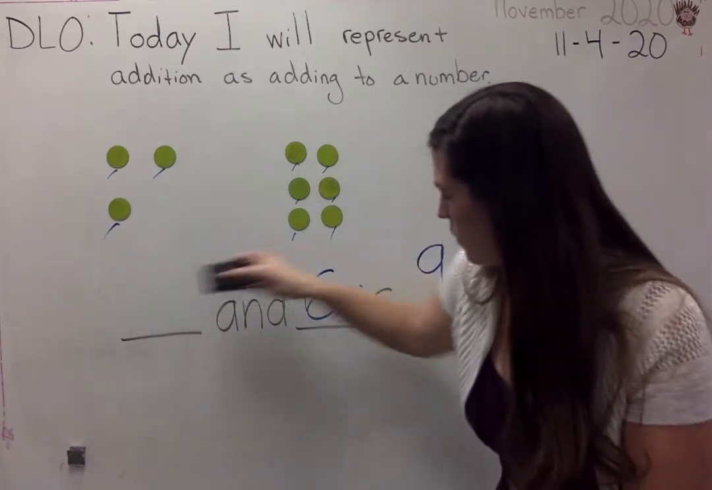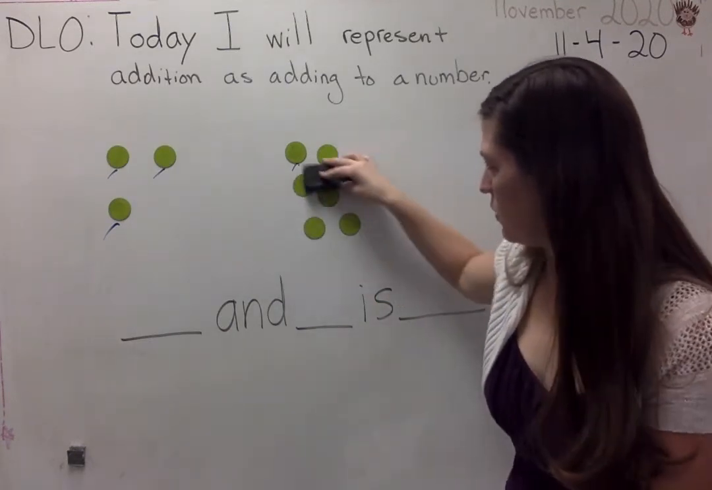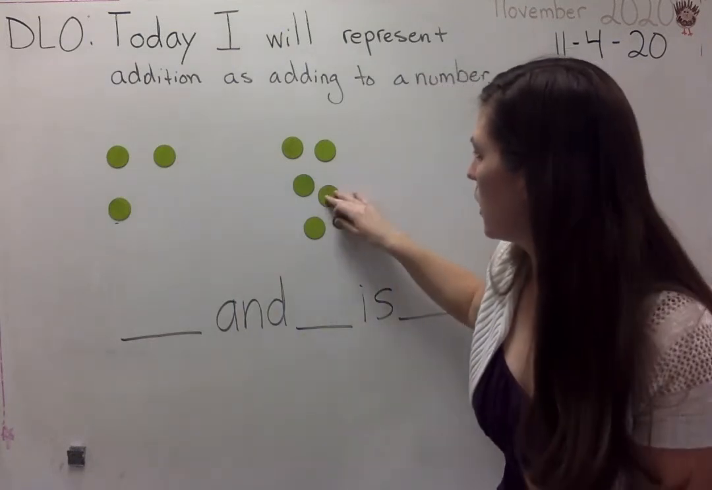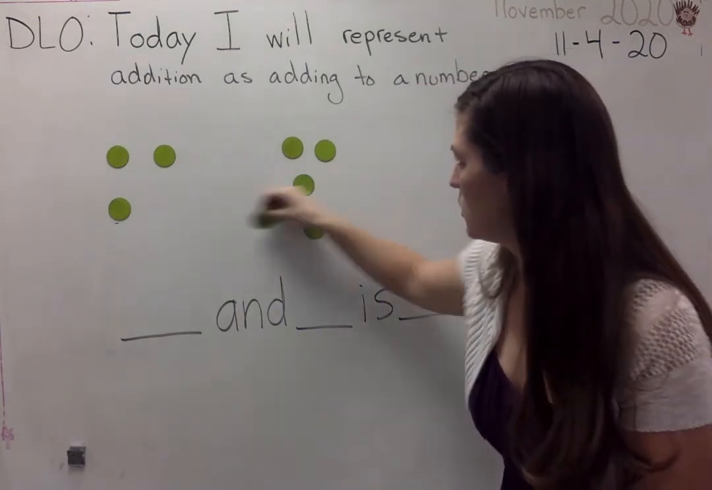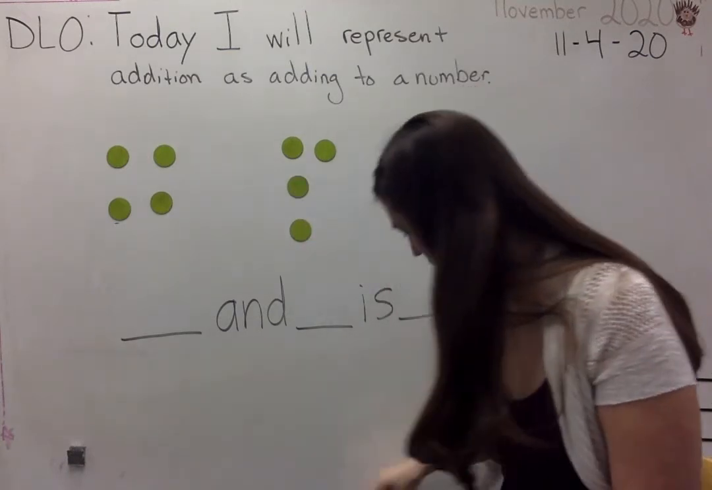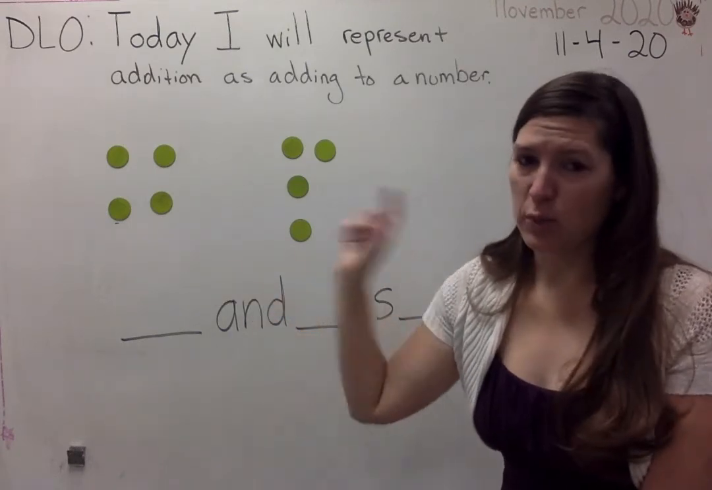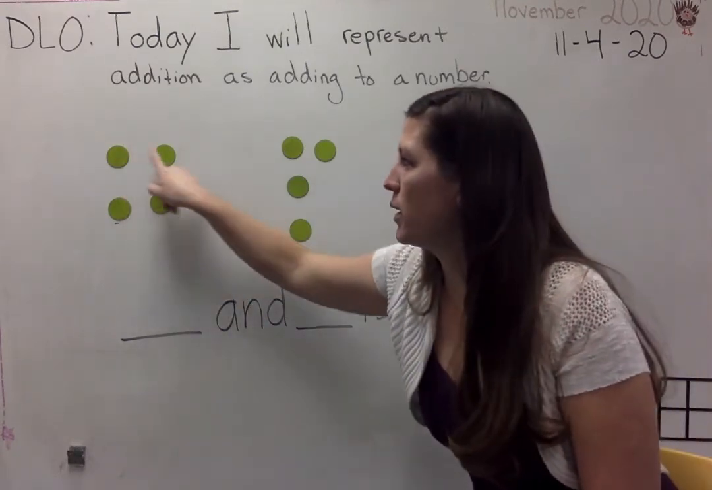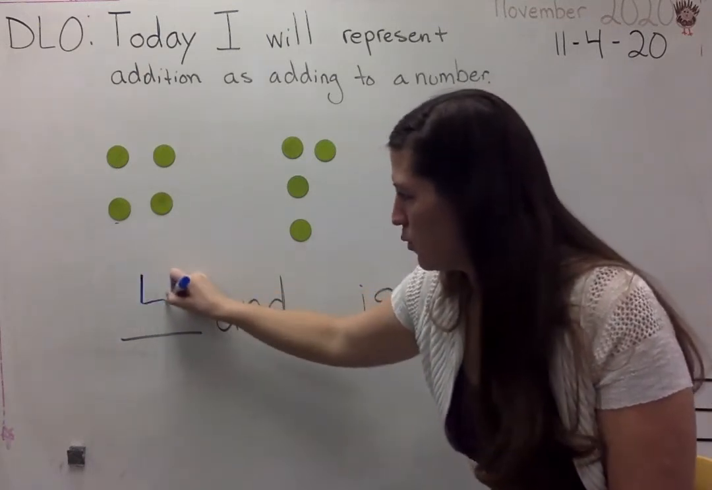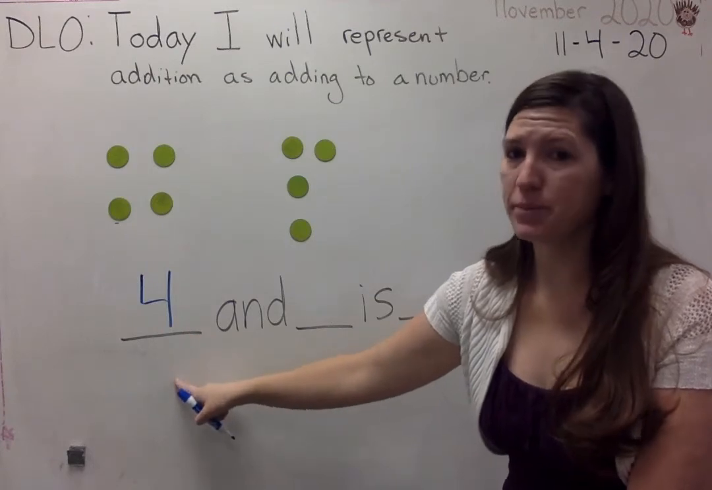Let's do one more. I have to erase all my little tick marks. Adding to a number, we have to start off with a number. So we'll start on the left. Let's count. 1, 2, 3, 4. Down, over, down some more. That's the way you make a 4.